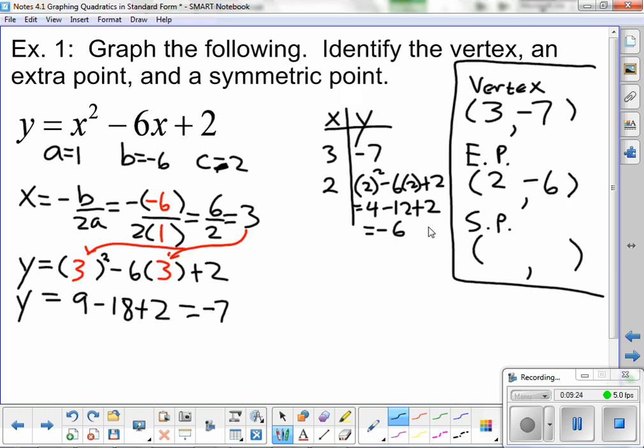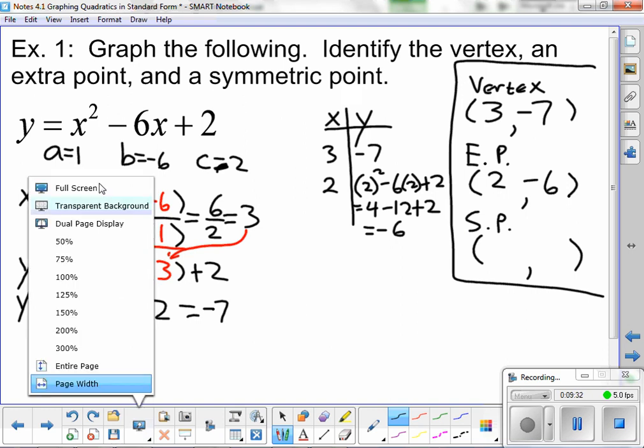All I did is I picked another x value. I tried to make sure it was close to my vertex and then got out another y value. Now, I won't know my symmetric point until I start graphing. So let's go ahead and start graphing.